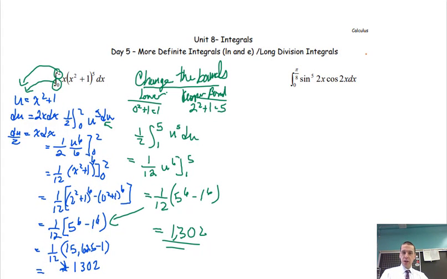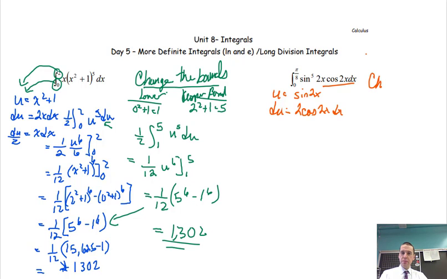Let's look at the second one here. We have the integral from 0 to pi over 8 of sine to the 5th of 2x times cosine 2x. So we'll let our u be sine of 2x. Our du will be 2 cosine 2x. That's a good thing, we have that there.